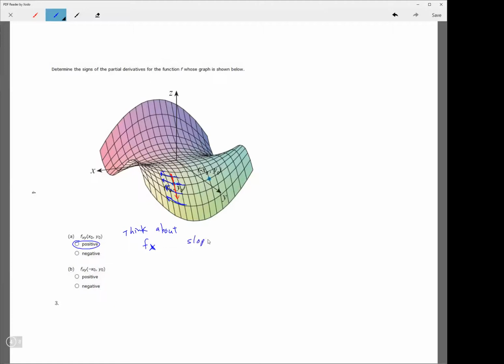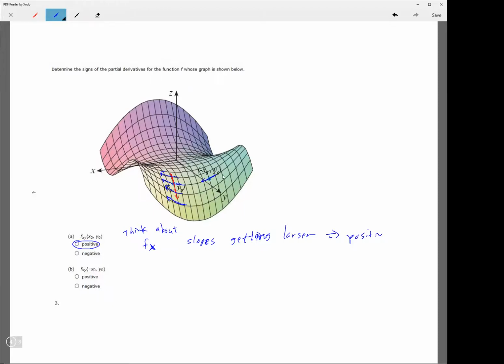Okay, the slopes are getting larger. So that means positive. Okay, now let's take a look at the same thing at this other point over here. And again, this is the positive x-axis, right? This is the positive x direction from that point.